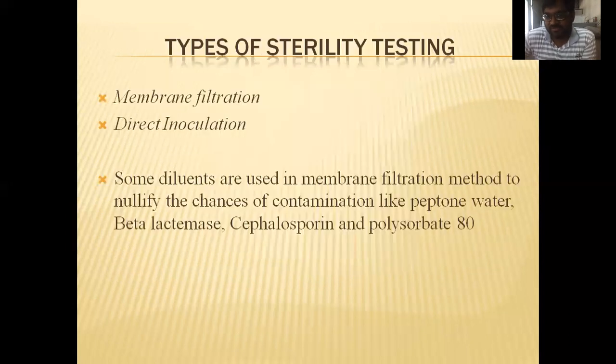Types of sterility testing. There are two types of sterility testing: membrane filtration method and direct inoculation. This varies depending upon the nature of the product. Some diluents are used in the membrane filtration method to nullify the chances of contamination, like peptone water, beta lactamase, cephalosporin and polysorbate 80. If you are using a different product, to nullify the chances of contamination you have to use some diluent. Peptone water is also used.